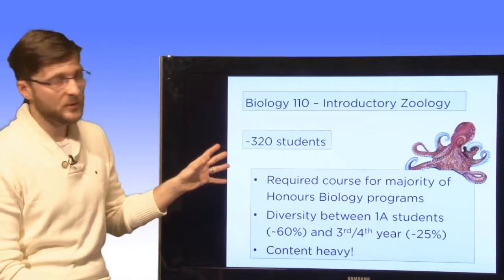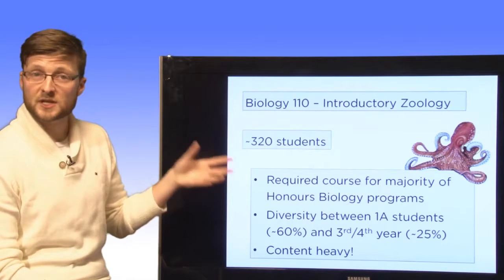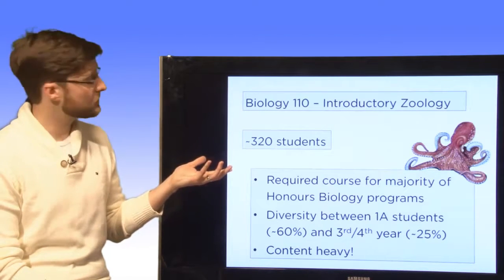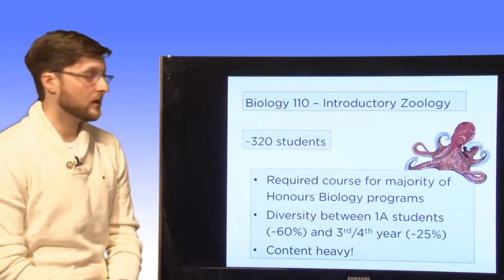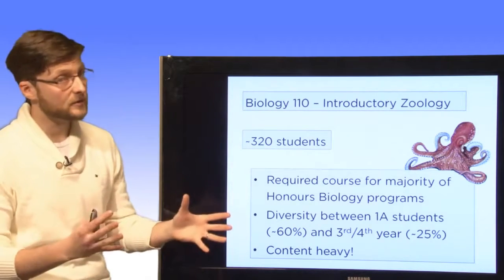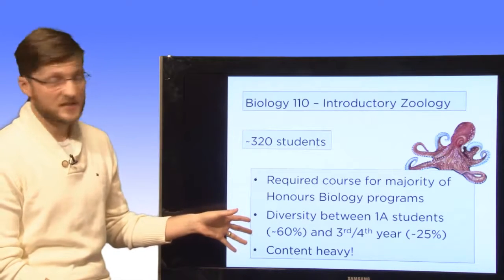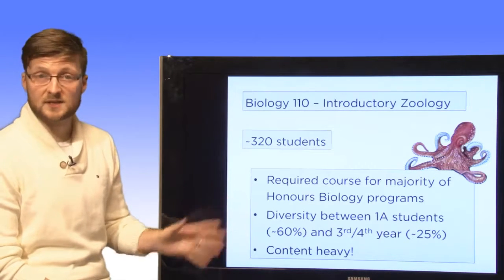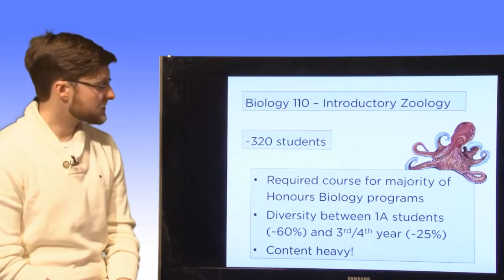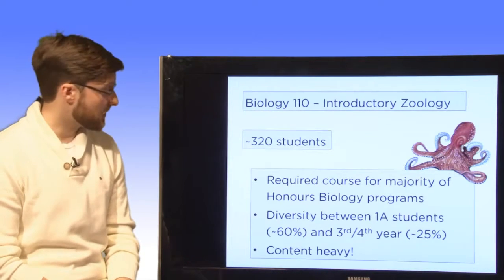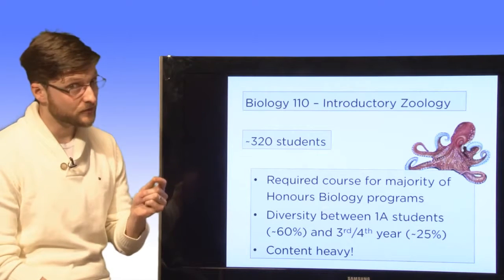This was my course, Biology 110, Introductory Zoology. It's a fairly large course, about 300 students, and it's required for many of the honors biology programs. It's also quite a diverse cohort of students. 60% are 1A students, and a large portion are actually third and fourth year students as well. So there's quite an amount of diversity. It's also very content heavy.